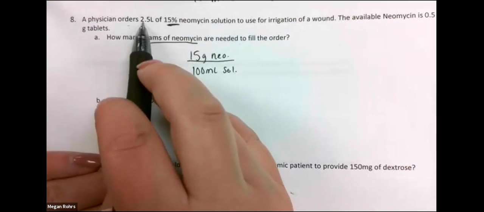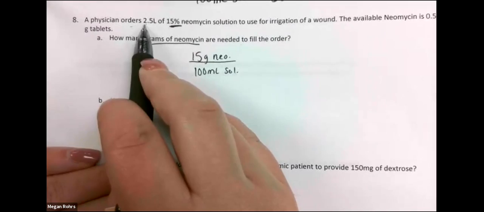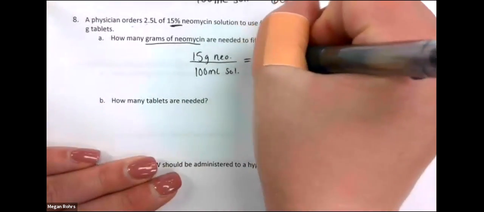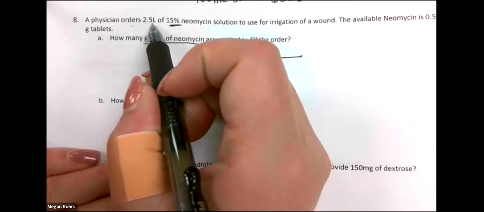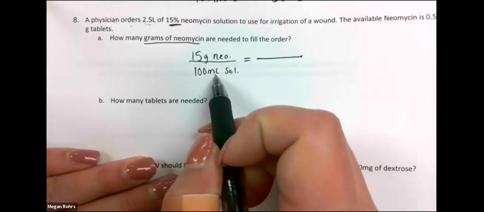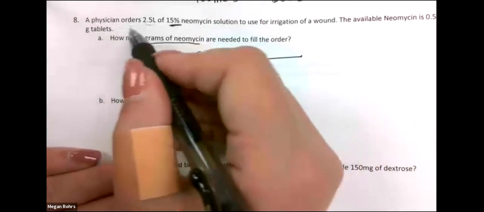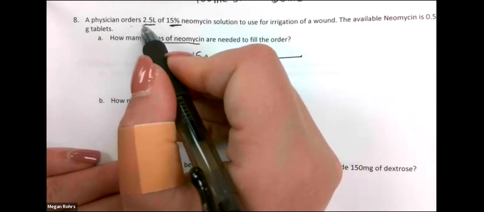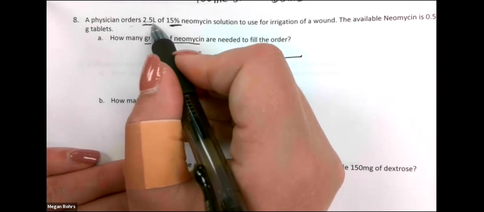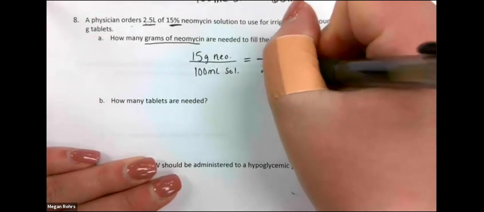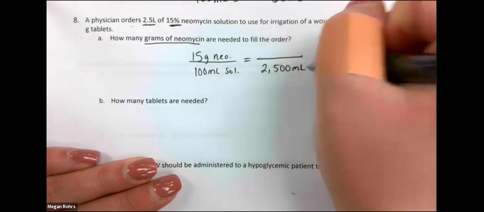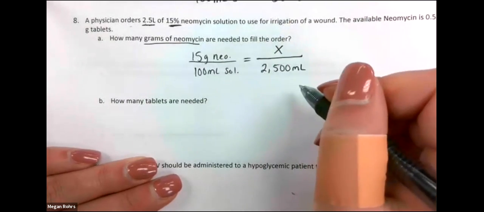Well, it says the order is 2.5 liters. So we're going to set that equal to our volume, but we're going to need to convert this liters into milliliters. So 2.5 liters, we're going to take that times 1,000, or move our decimal to the right 3 places, which would be 2,500 milliliters.